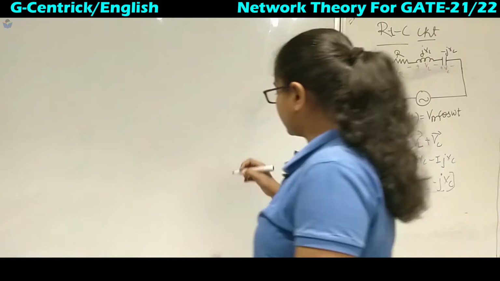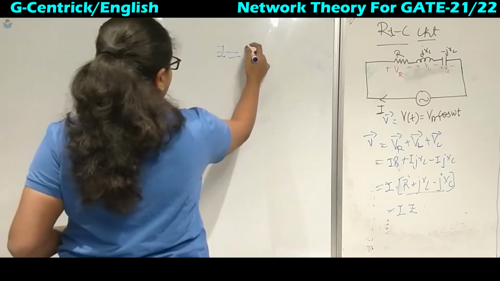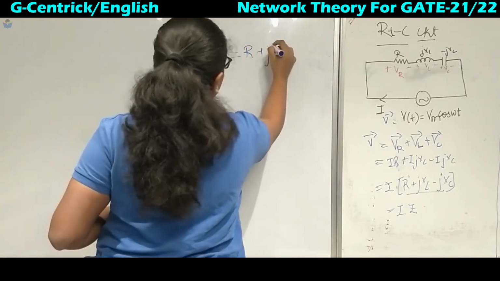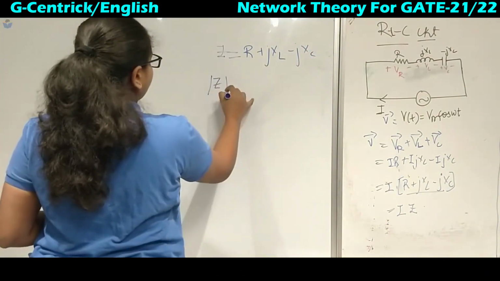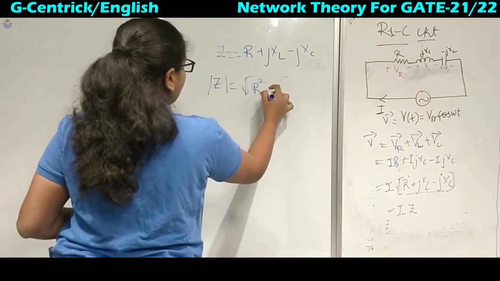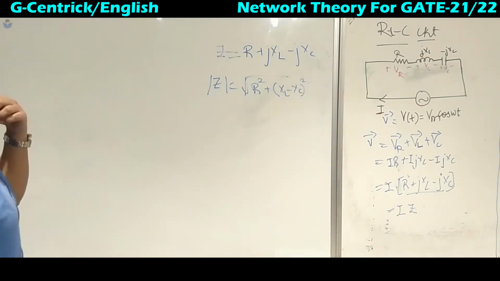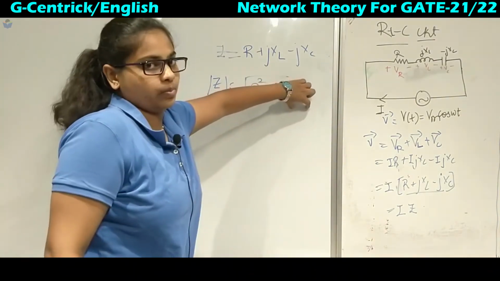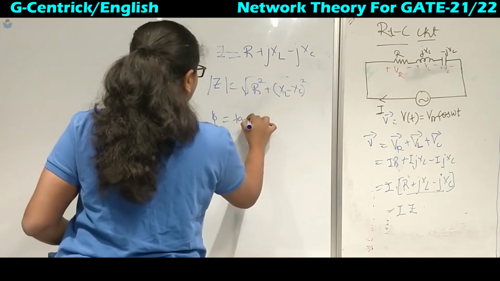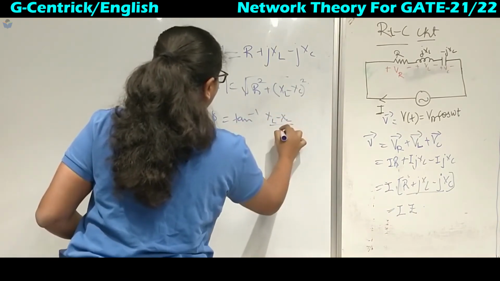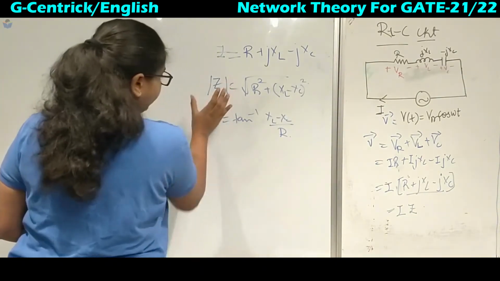Where Z is nothing but R plus jXL minus jXC. Now if I have to take the mod of Z, then it is the square root of R square plus (XL minus XC) whole square. Whatever the value will be, it will be the same. If it is minus, after squaring it will again become plus. But for phi, it will be tan inverse of (XL minus XC) upon R. So this is the RLC circuit network for finding the impedance.